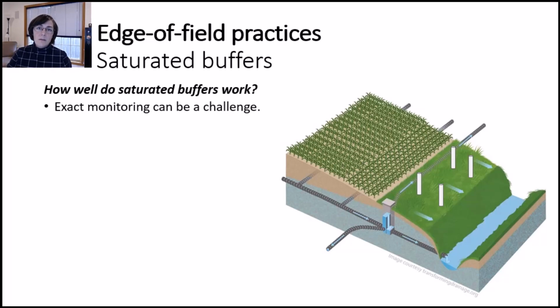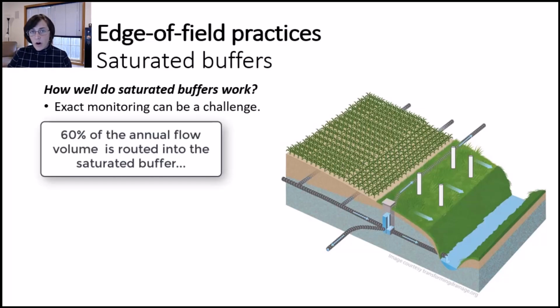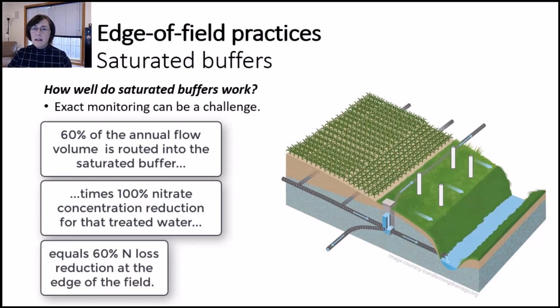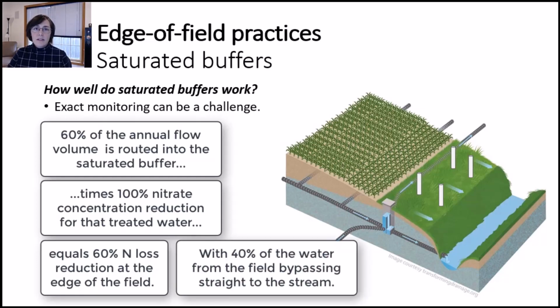For example, on an annual basis, if you route 60% of your flow from the field into the buffer, that means 40% of the water has bypassed. If you also make the assumption that all of the nitrogen that gets routed into the buffer gets denitrified, then that would be 60% times 100%, which is 60% N loss reduction.